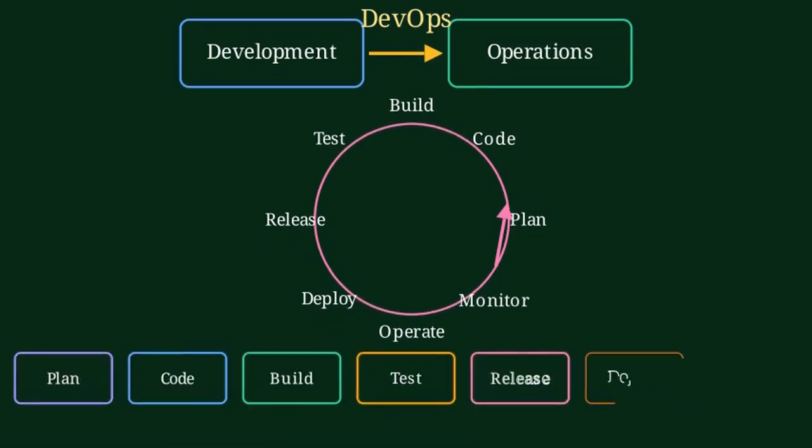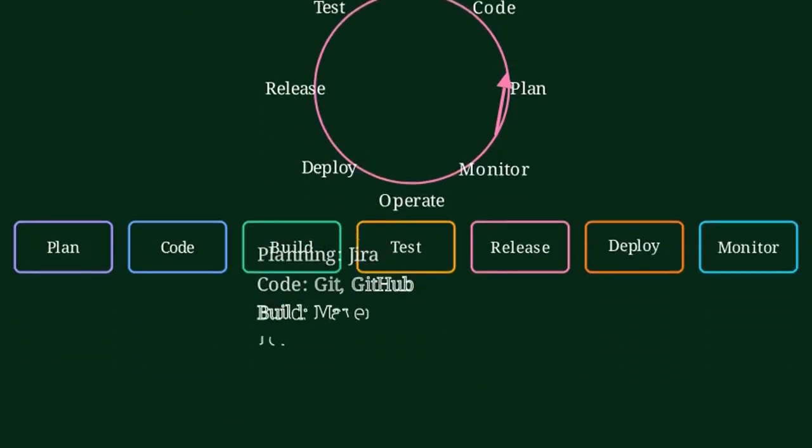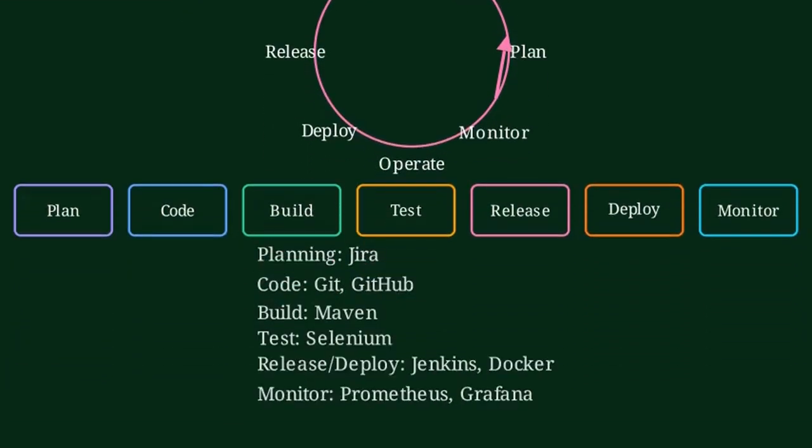Now let's look at the DevOps toolchain. Different tools support each stage of the cycle. Here are common tools by stage: planning, Jira; code, Git and GitHub; build, Maven; test, Selenium; release and deploy, Jenkins and Docker; monitor, Prometheus and Grafana.